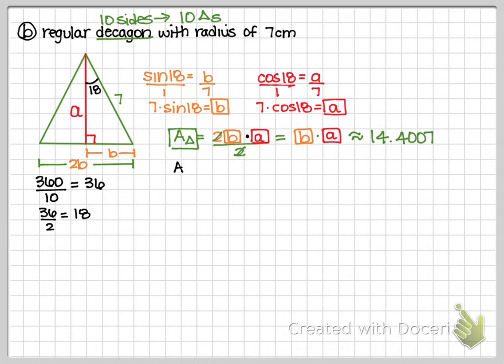So of a decagon, well, that's 10 of them. So we're going to have 10 of the triangles. So take the answer from your triangle as it resides already in your calculator, and let's go ahead and just times it by 10. If you times it by 10, we're going to get 144.0073. Were we given any units? Yes, we were. We were given centimeters. So this is centimeters squared.